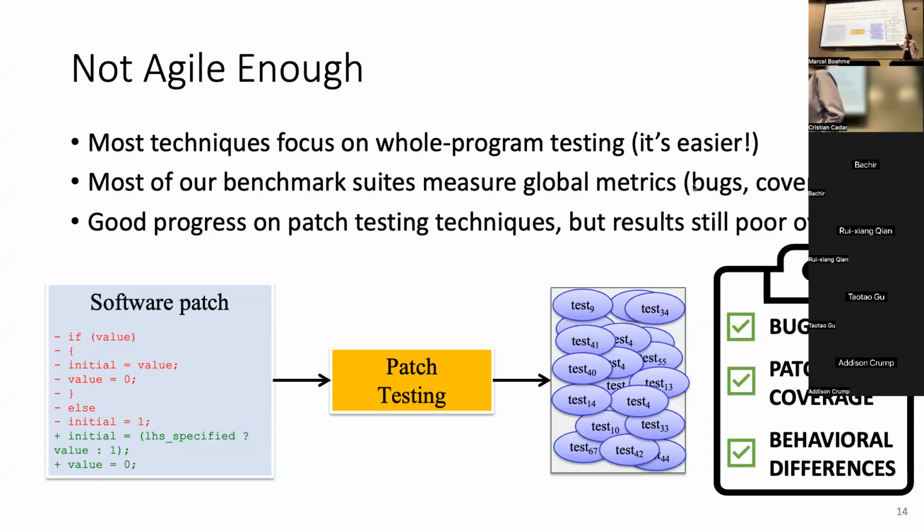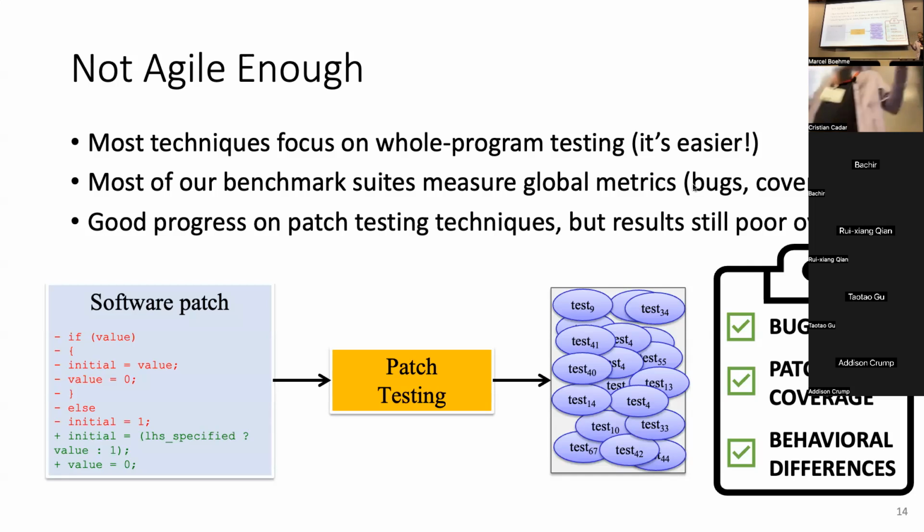Most of our benchmark suites also measure global metrics, right? So we look at overall bugs found in the code, we look at overall coverage. And I do think that we've had a lot of good progress on patch testing techniques, but I think the results are still poor overall compared to these overall testing techniques.